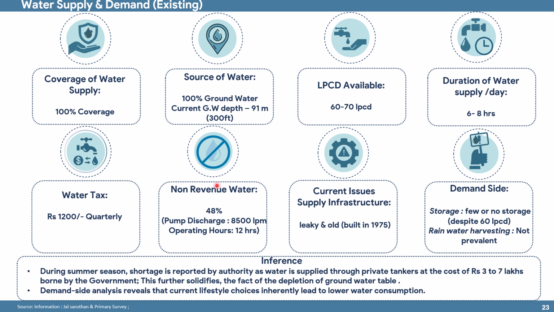NRW is calculated to be around 48%, which is attributed to the very old and leaky supply infrastructure. As per KII, a seasonal water shortage is also observed, which for now is being compensated by the government through private tankers, and it costs around rupees 3 to 7 lakhs for the government. But it also raises a question about the depleting trend of groundwater and hence the future water security of the city.